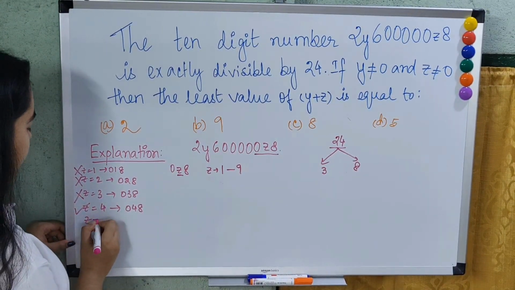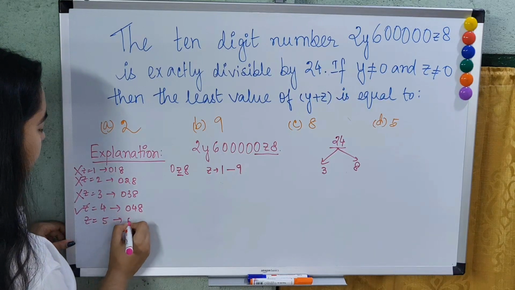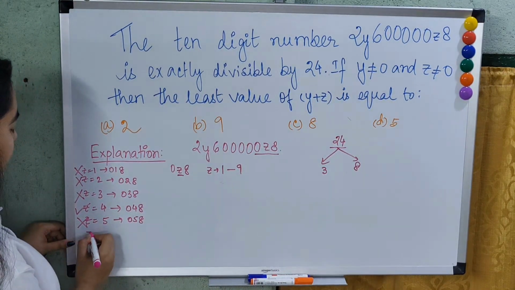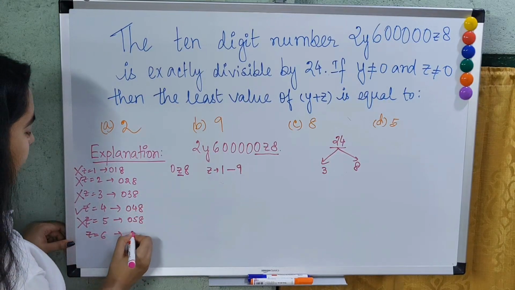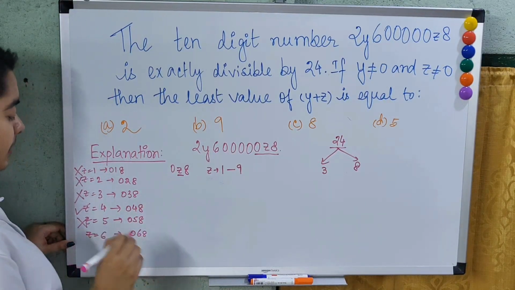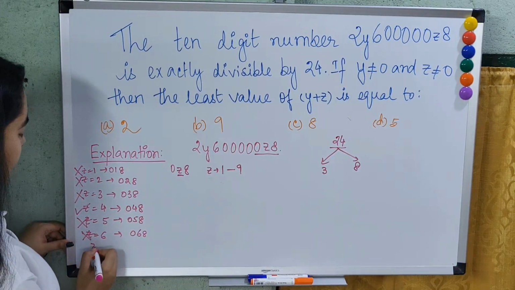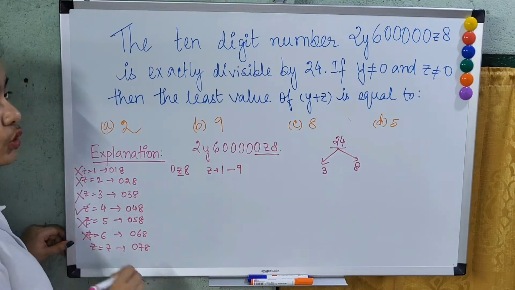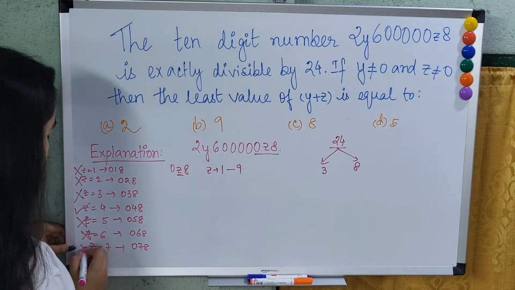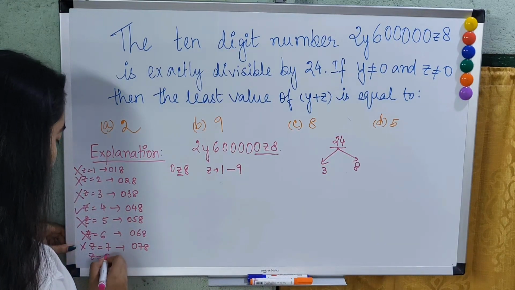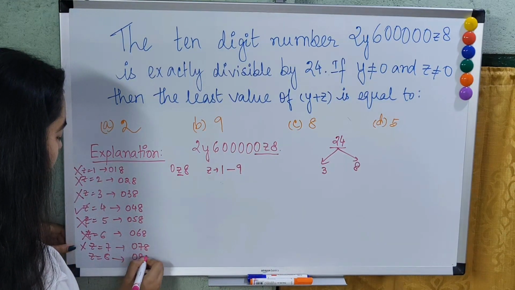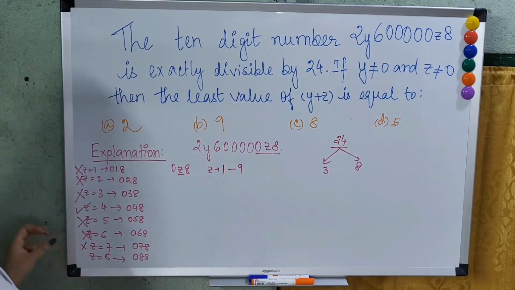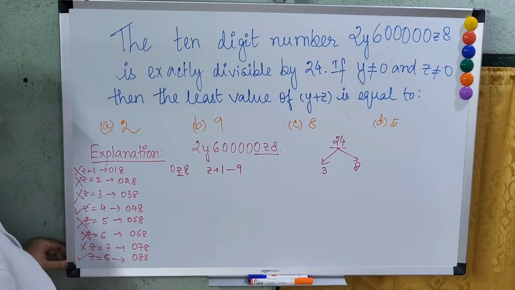Okay. Now if z is equal to 5, we have 0, 5, 8. This is also not divisible by 8. If z is equal to 6, we have 0, 6, 8. This is also not divisible by 8. If z is equal to 7, this is 0, 7, 8. This is also not divisible by 8. If z is equal to 8, then we get 0, 8, 8. Yes, 88 is divisible by 8. So this can be an option.